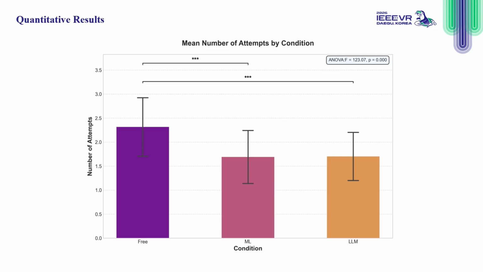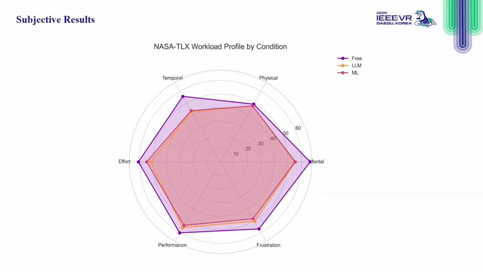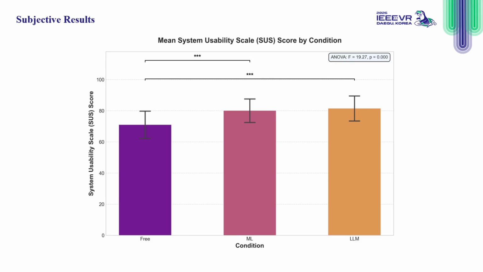Both ML-based and LLM-based search significantly reduced overall workload compared to free search, with notable reductions in mental demand, temporal demand, effort, and frustration. Both were also rated significantly more usable than free search, with no significant difference between the two adaptive methods.